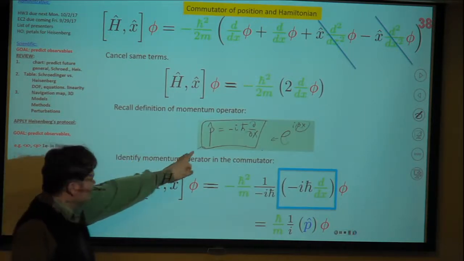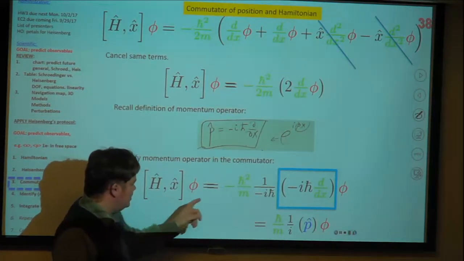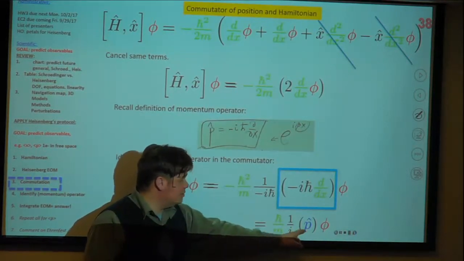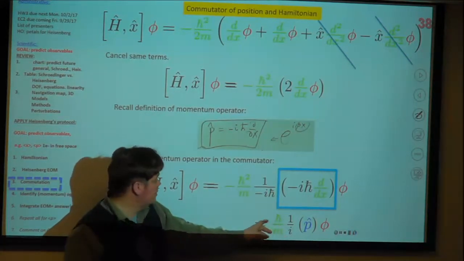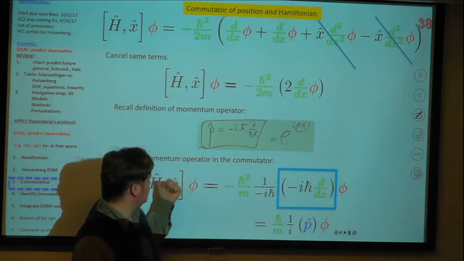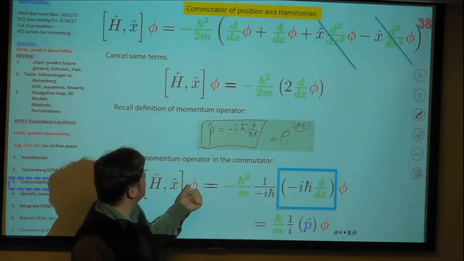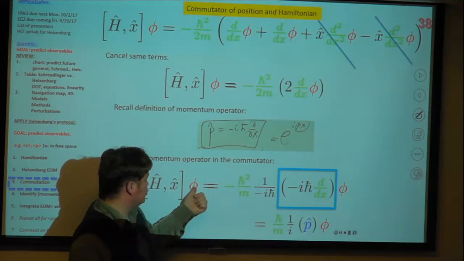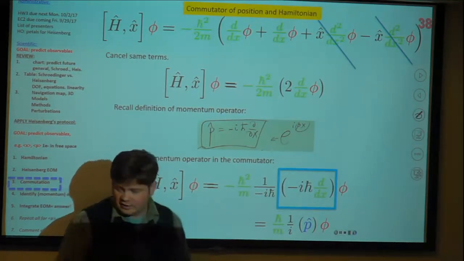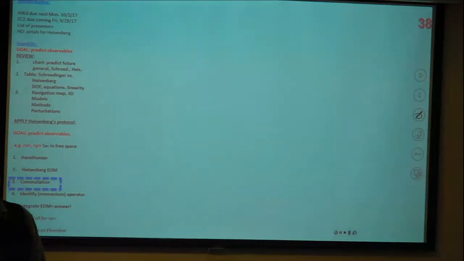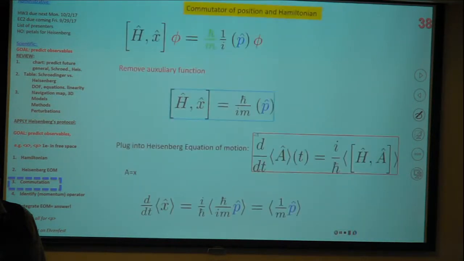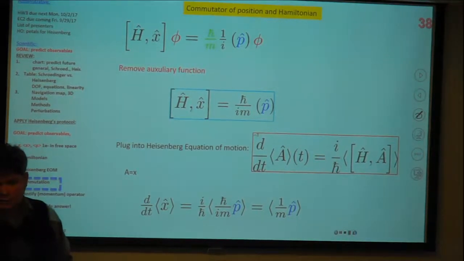So we identify momentum operator, we plug it in, and then we get the commutator. And by now there is nothing new compared to what you have in your notes. Here the notes go a little slower. It is not yet plugged into Heisenberg Equation of Motion. It's only the commutator, but at this time it is appropriate to remove the auxiliary function, the phi. So I can always remove it.